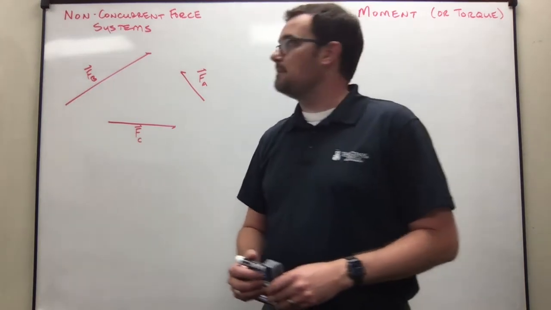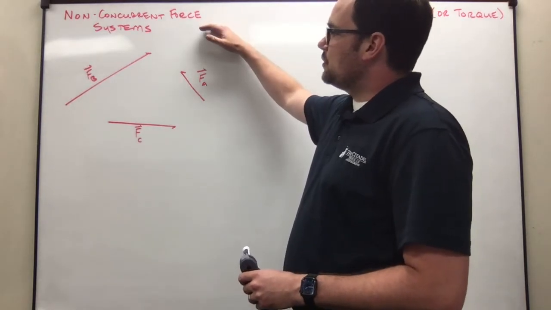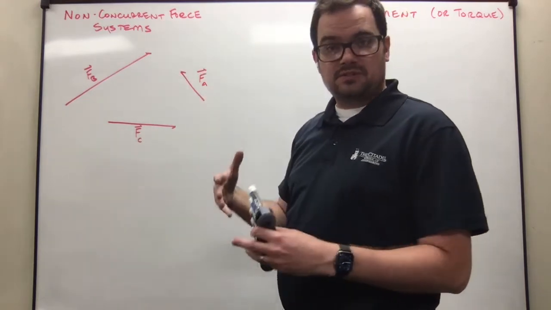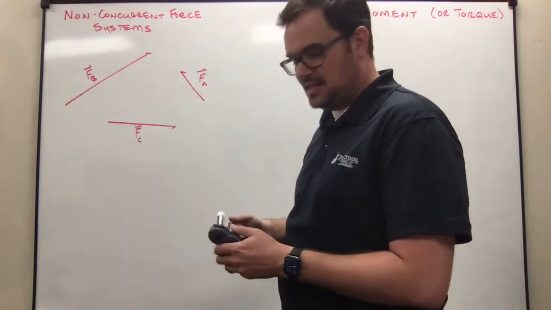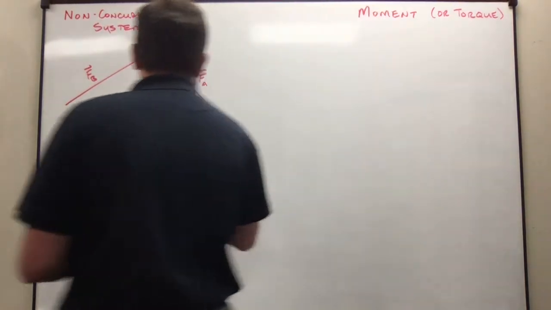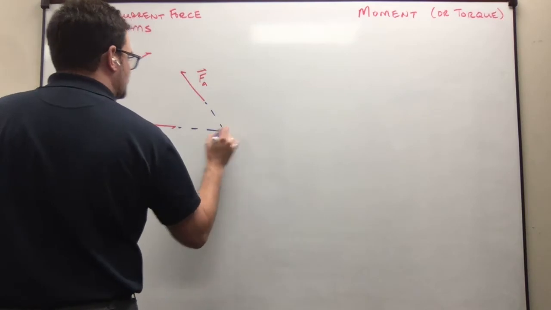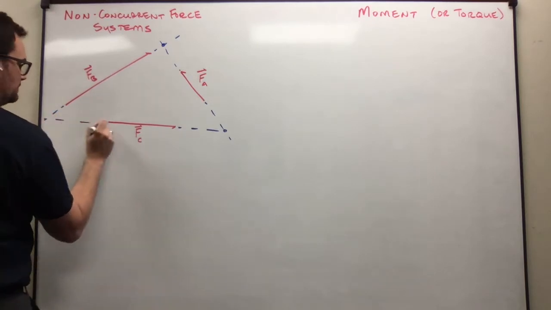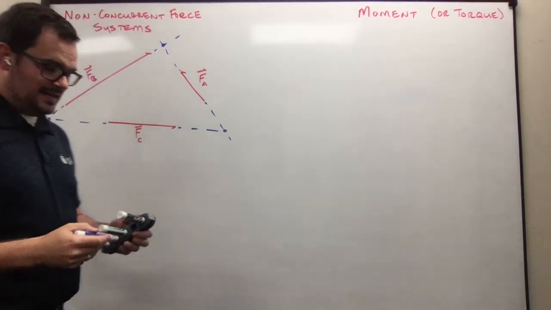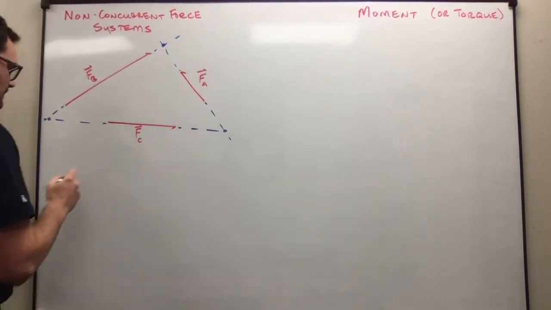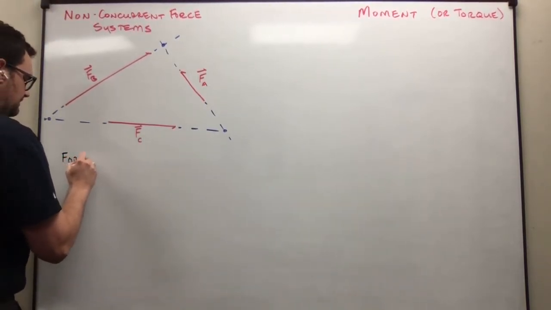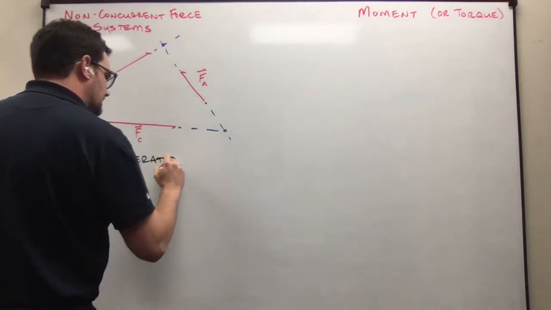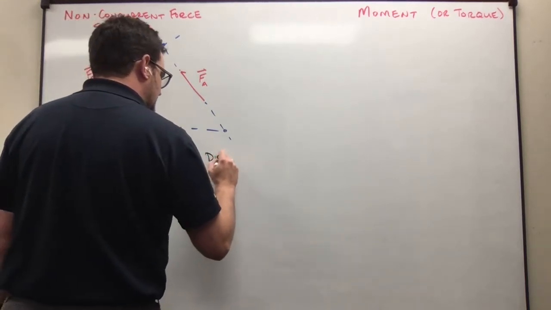So the first thing we want to talk about is our non-concurrent force systems. Now, we've got to remember our definitions. A concurrent force system had all of the forces passing through a single point, but as we can see in this case, if we extend their lines of action, the forces don't have a single intercept point. Rather, we have multiple intercept points, which means that our forces are now going to be separated by a distance. Forces separated by distance.